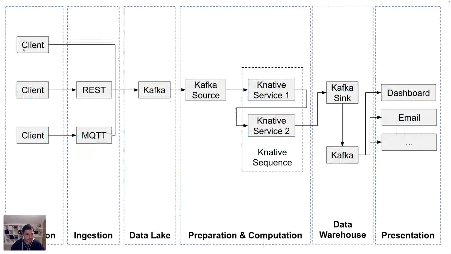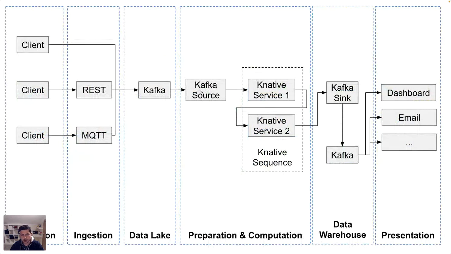So here I have three clients. The first one is talking to Kafka directly. The second one is talking to a REST endpoint. And the third one is talking MQTT. These two, the REST and MQTT endpoints, can also send their messages to a Kafka topic.